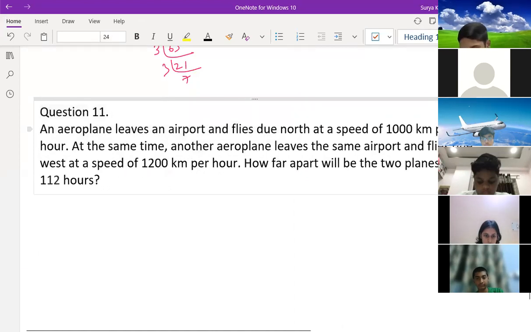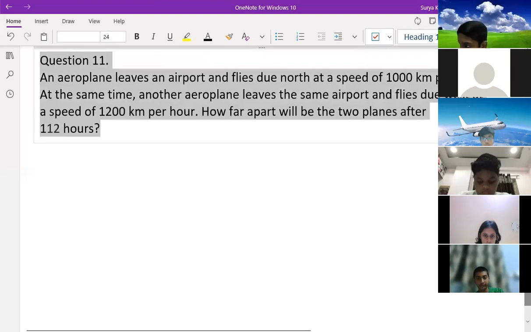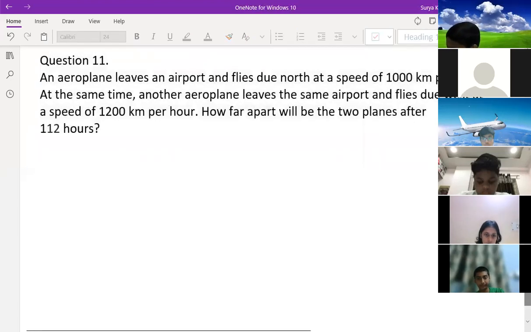Try to draw the figure for the question first. If you draw the figure, then half of the question will be finished. And what is the question? An aeroplane leaves the airport and flies due north at speed 1000 km/h. At the same time, another aeroplane leaves the same airport and flies due west at the speed of 1200 km/h. How far will be the two planes after 2 hours?